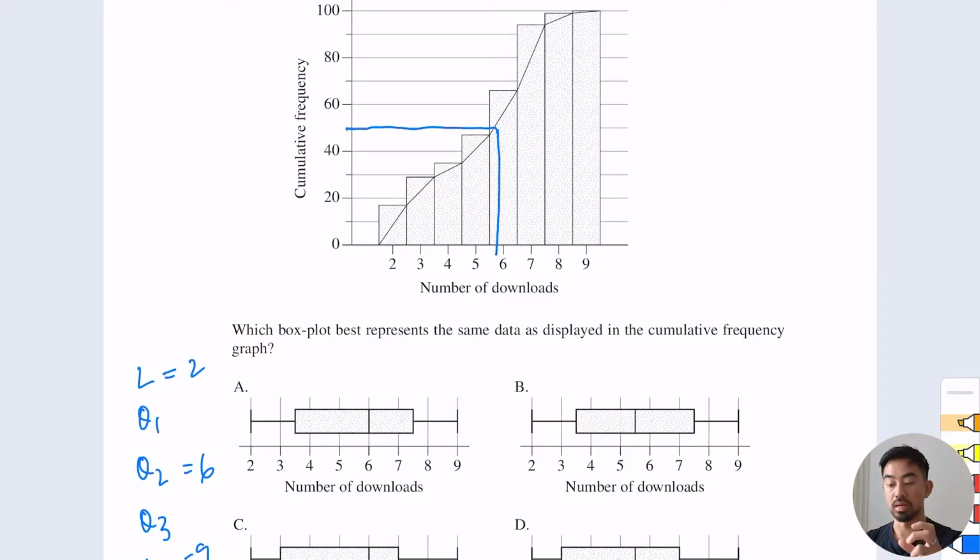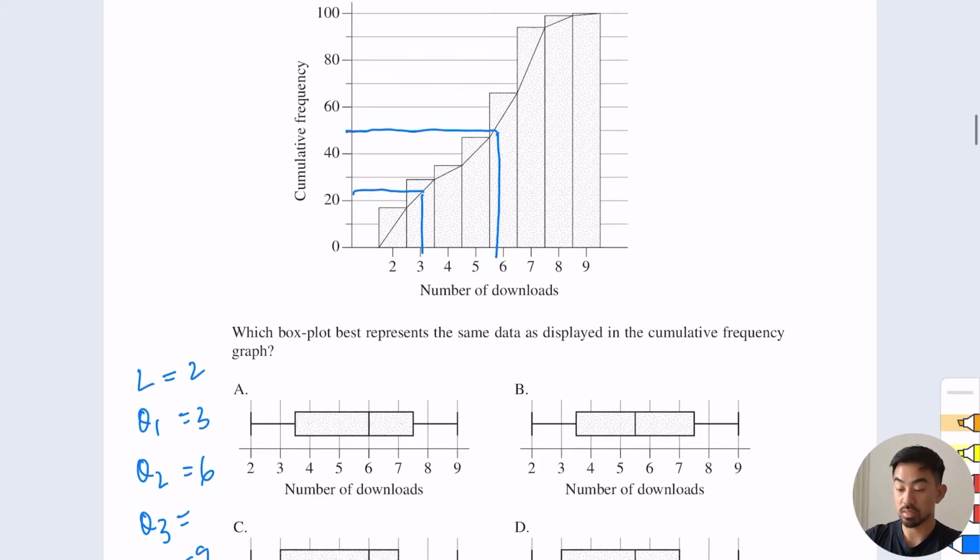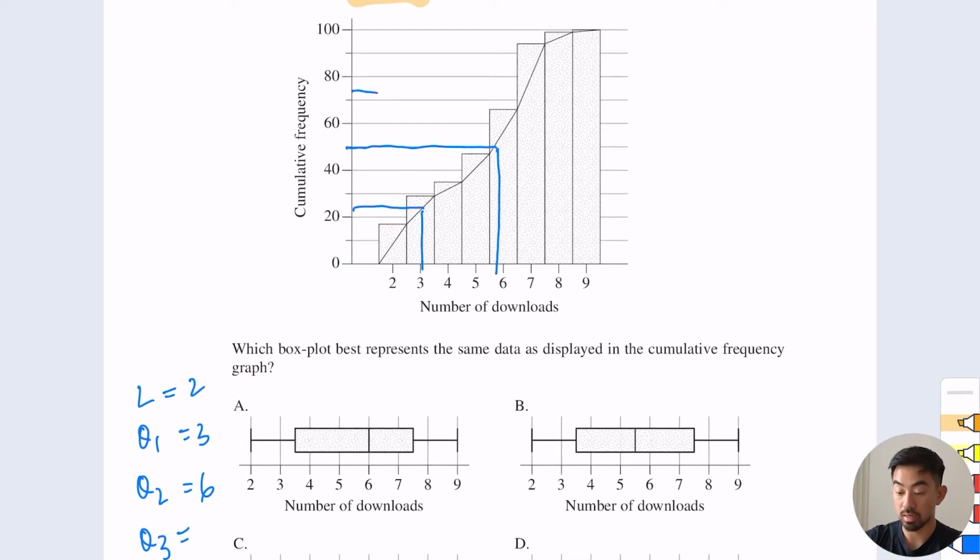Q1 is just the median of the first half, or 25%, so that's going to be somewhere here at 3. And Q3 is 75%, so that's going to be just below 80 there. And it's going to hit 7 as our Q3.